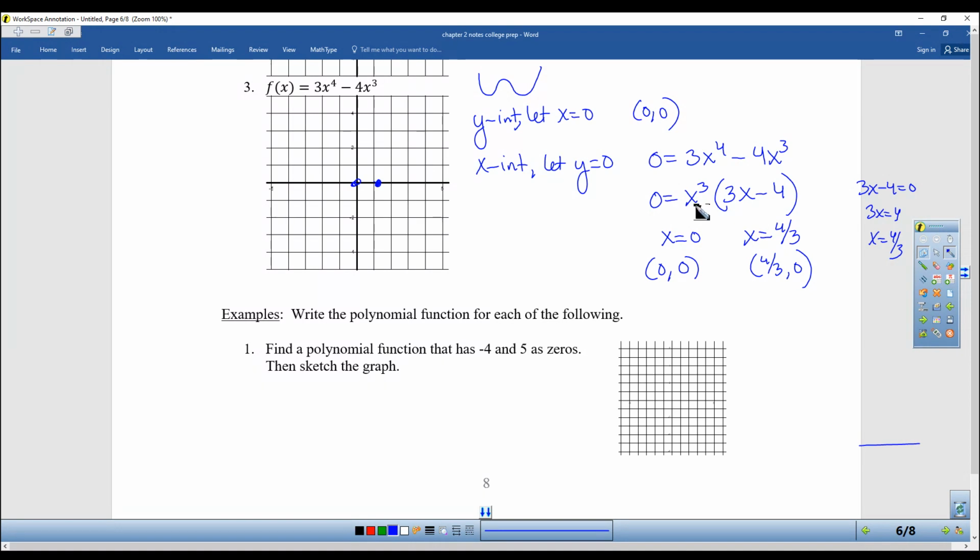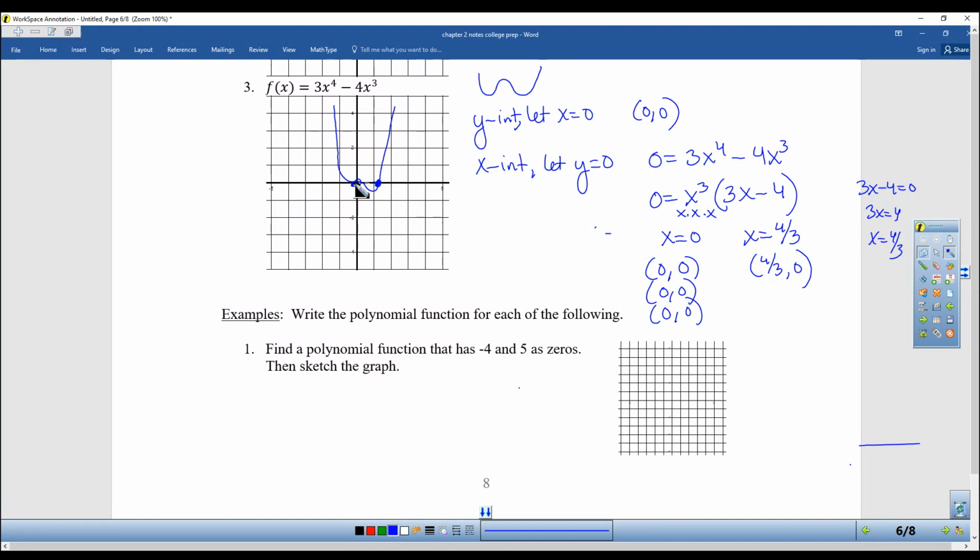If the 0 is repeated 3 times, that's cubic. That's like x times x times x. So when a 0 is repeated with an odd multiplicity, it kind of flattens out there. It's like I'm going to stay on 0 for a little longer. So the graph comes down, and then it stays on 0, and then it comes back up. So it's like a morphed W.